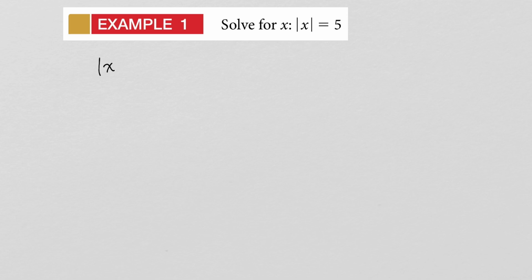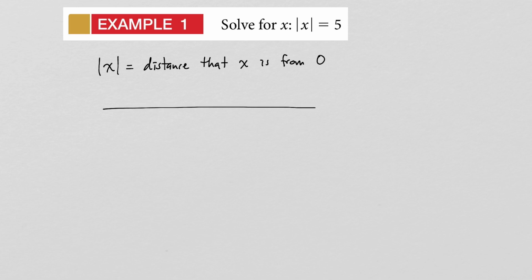So the absolute value of x is defined to be the distance that the number x is from 0. So just imagine a number line, and we have 0 here in the middle. If I have a number x, the distance that x is from 0 here would be x units, right? Because x here is some positive number, and so it's just going to be that many units from 0.